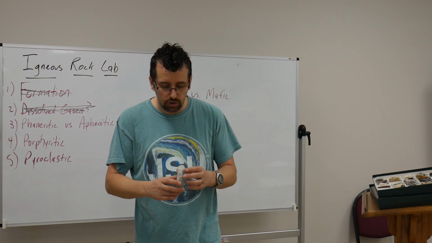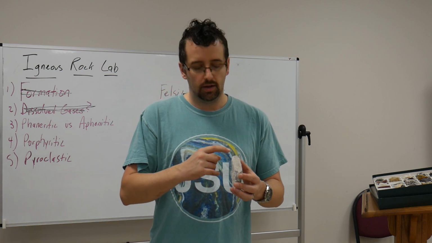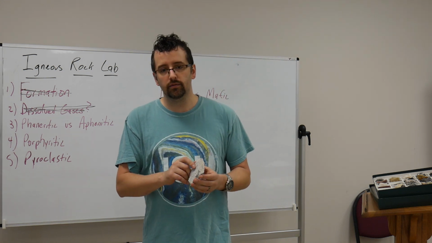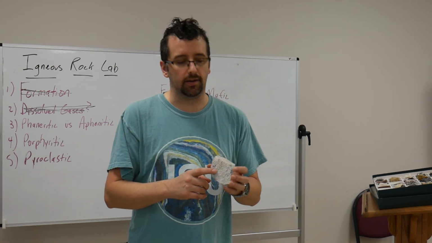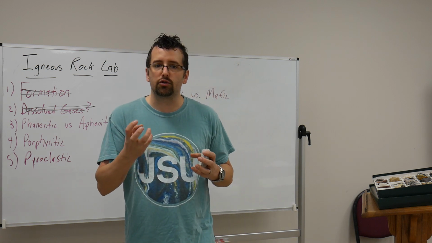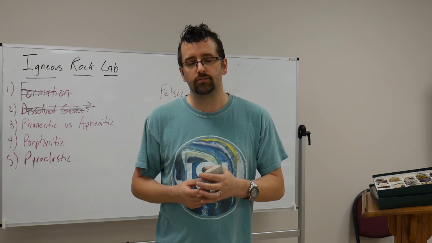Okay, so I know you really can't see this very well, but this sample of rhyolite that I've been holding is aphanitic, but it is also porphyritic. And this means porphyritic is what happens when you have larger crystals that cool inside of smaller crystals.